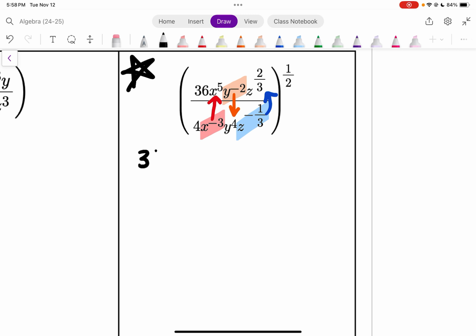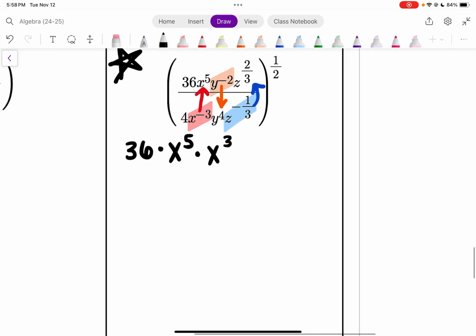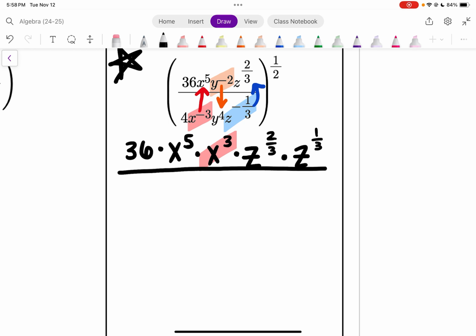So I have 36 times... I did not move the x to the 5th. However, I did move x to the negative 3, but since I moved it, he's happy. He's happy now. I moved that x to the negative 2, so it's not there anymore. And now I have z to the 2/3. But I moved the z to the negative 1/3 upstairs, so now it's z to the happy 1/3. Yay! Okay, so all of that is over.